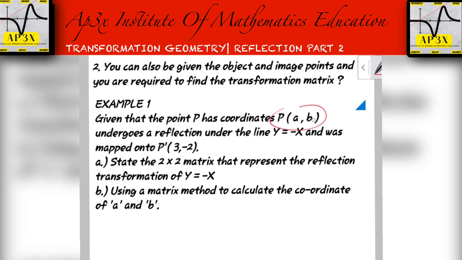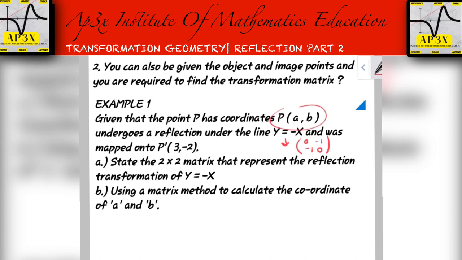So the object here is represented by two unknown variables a and b. And it undergoes a reflection in the line y = -x, which we already know from previous explanation, the matrix for that is going to be 0, -1, -1, 0. Again, if you don't know the matrix, then it might be a challenge. So you have to get into the habit of knowing the different matrices that match the different standard reflections.